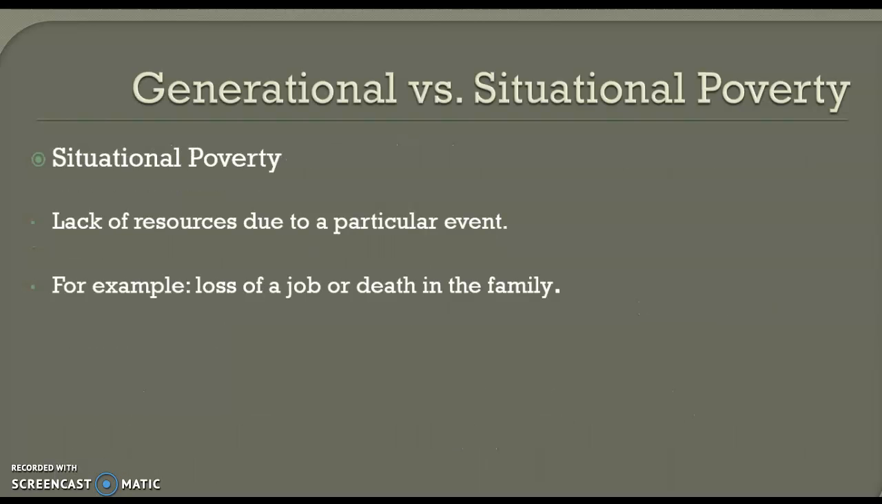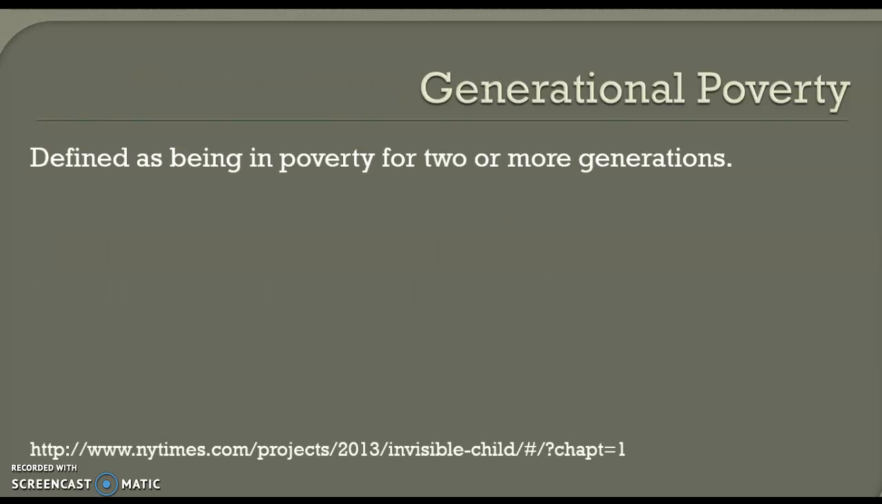and that's why dealing with the effects of poverty is important for us as educators. There's situational poverty and generational poverty. Situational poverty happens when there's an event that happens to the family, like a death of the family breadwinner, or the loss of a job, something like that. Generational poverty is defined as being in poverty for 2 or more generations. So like grandma and grandpa lived in poverty, mom lived in poverty, and now the baby lives in poverty.